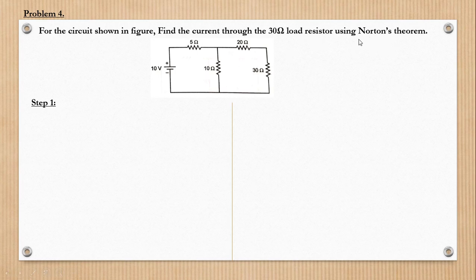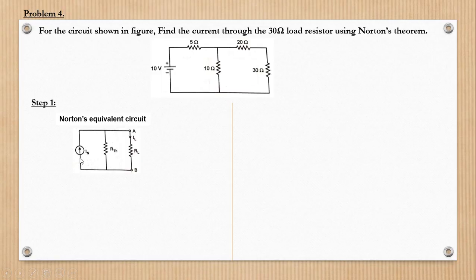To apply Norton's theorem, students should follow these steps. The first one is to draw the Norton's equivalent circuit. It consists of one current source, Thevenin resistor, and load resistor, all connected in parallel combination. So first one is Norton's current source, next one is resistor RTH, Thevenin resistor, and the last one is load resistor RL. Current flow through load resistor is called IL, and RL is connected between the terminals A and B. It is called load terminals.